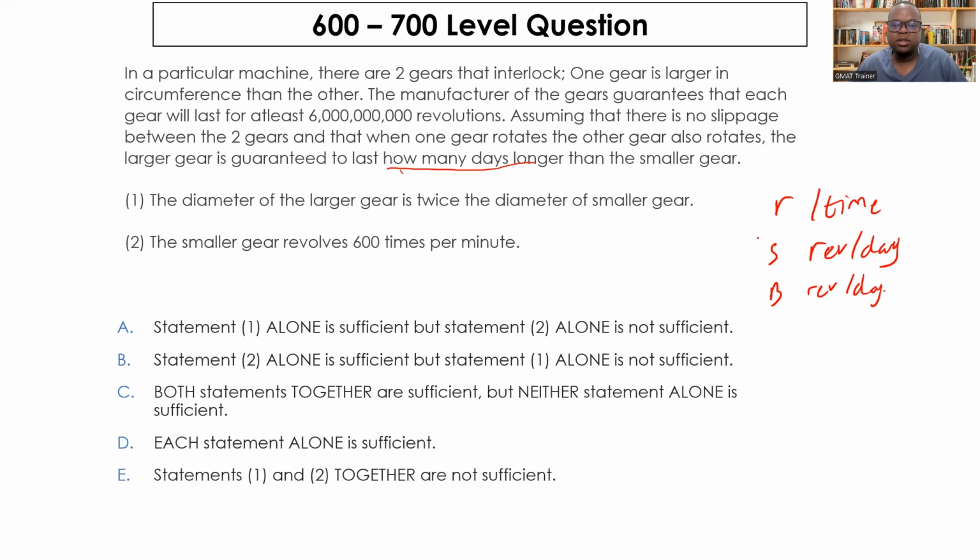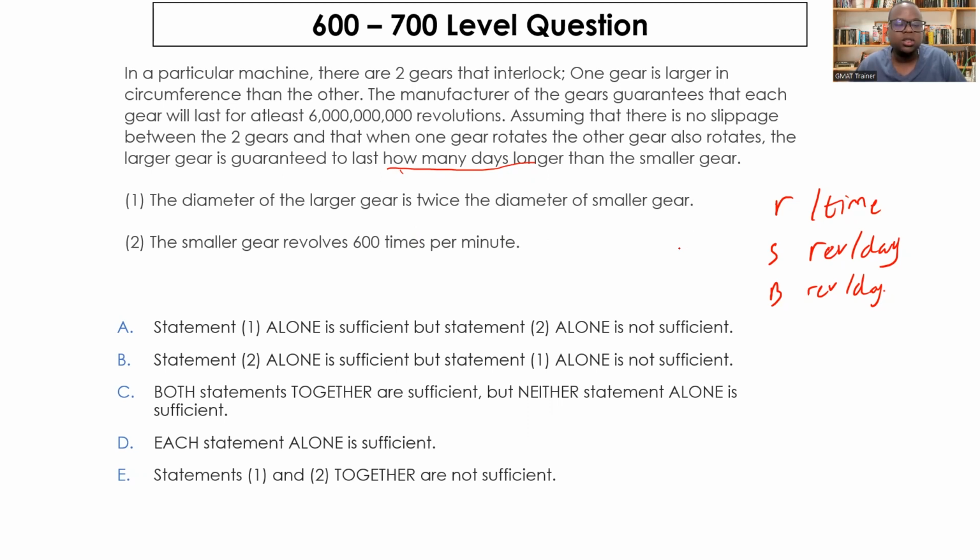So once you simplify this or not, let's go and try and assess the statements and see. The diameter of the larger gear is twice the diameter of the smaller gear. This tells us the sizes of these two gears. So one is bigger than the other, and the ratio of the size is actually 1:2.